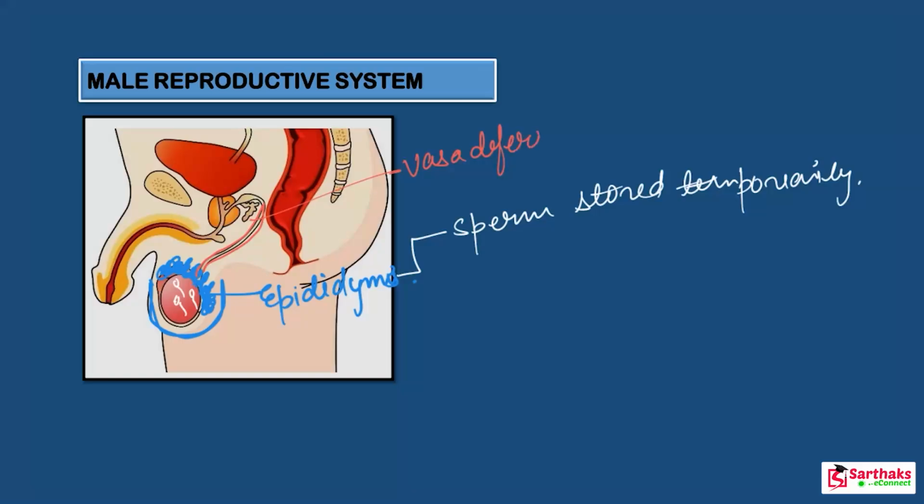I'm going to explain it again. The sperm get stored in the epididymis, as I told you, temporarily. Now from the epididymis, the sperms are carried by a long tube called the vas deferens, or you also call it the sperm duct.